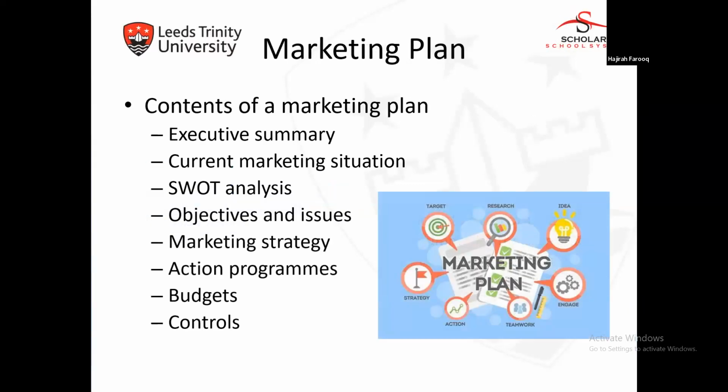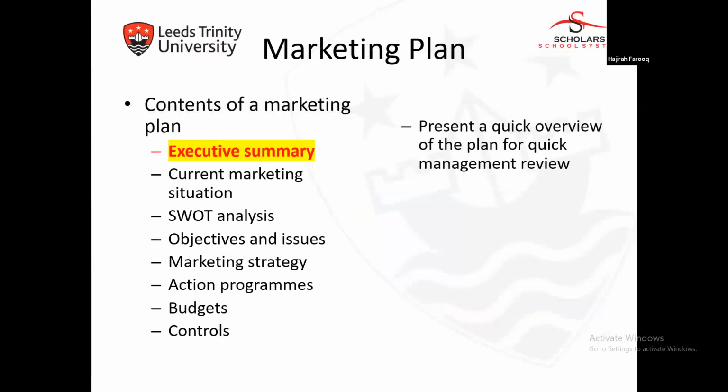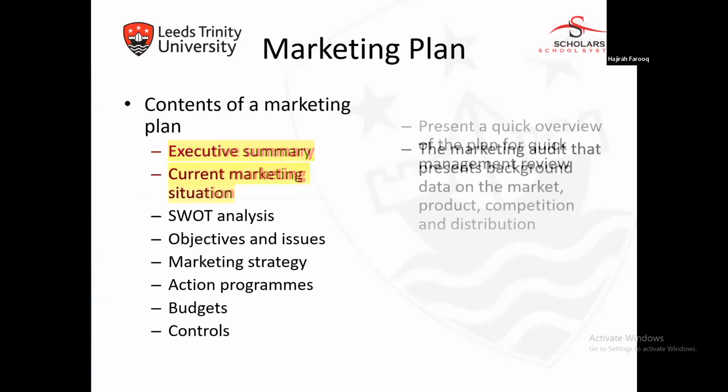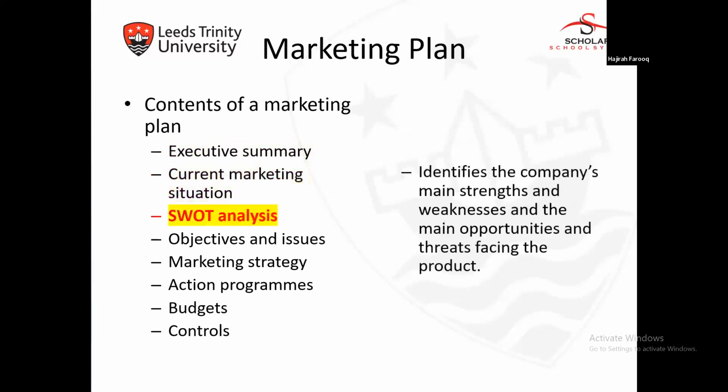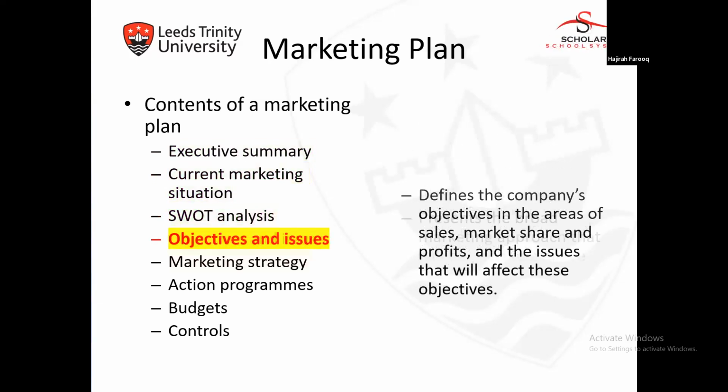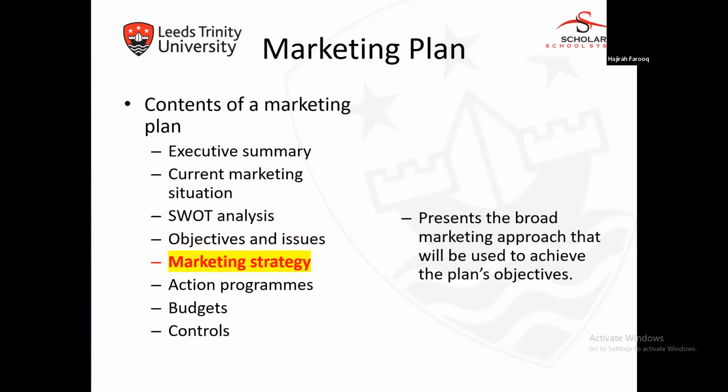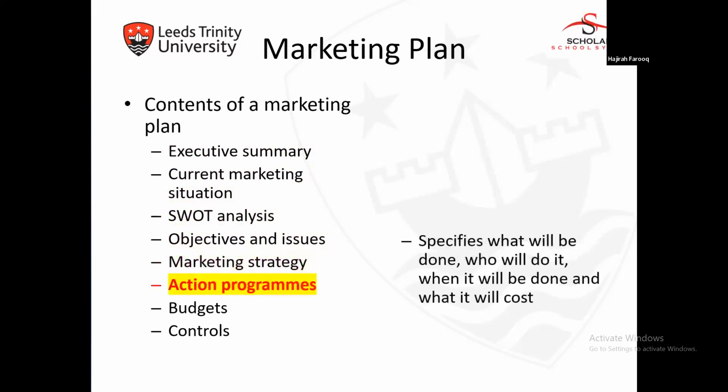Then we discussed what a marketing plan is. A marketing plan consists of an executive summary, current marketing situation, SWOT analysis, objectives and issues, marketing strategy, action programs, budgets, and controls. Then we discussed each of these areas one by one. As you can see here, you can refer to these slides. They're available for you on Moodle if you want to understand these things in further detail.